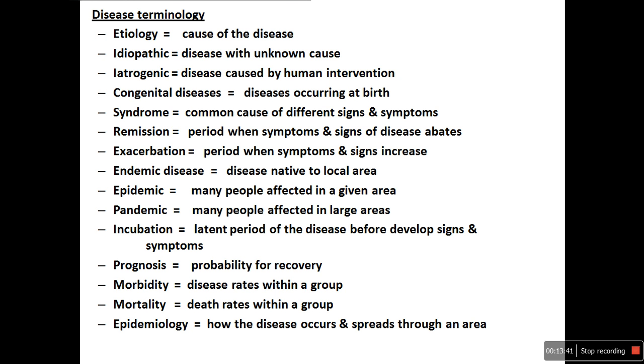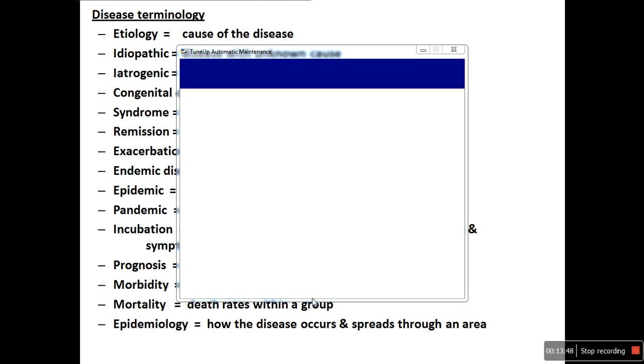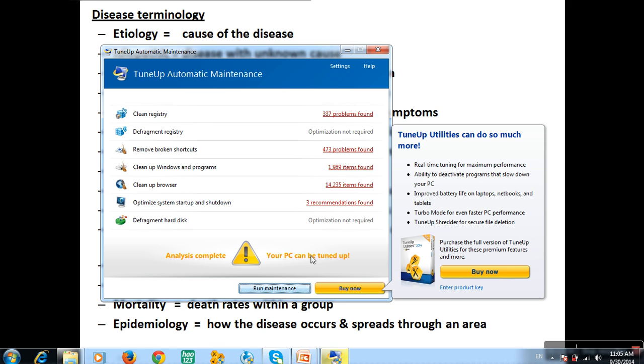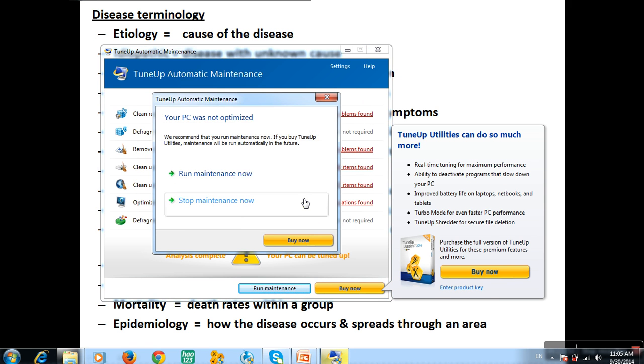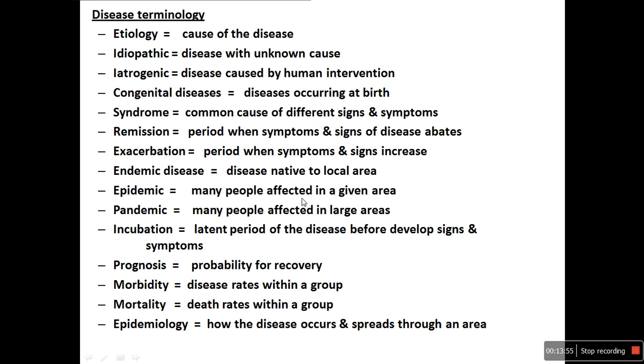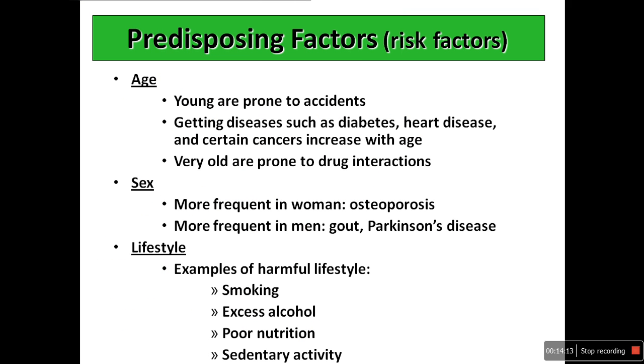Epidemiology, how the disease occurs and spreads through an area. So what is epidemiology? Epidemiology, how the disease occurs، كيف المرض يحصل وينتشر خلال مكان معين. How the disease occurs and spreads through an area.